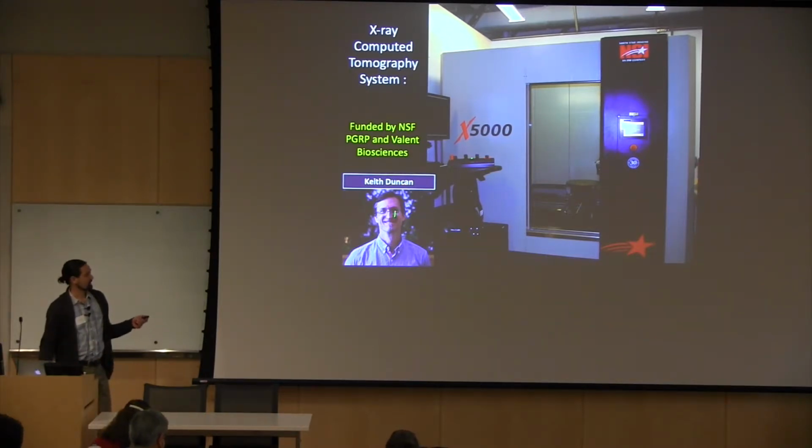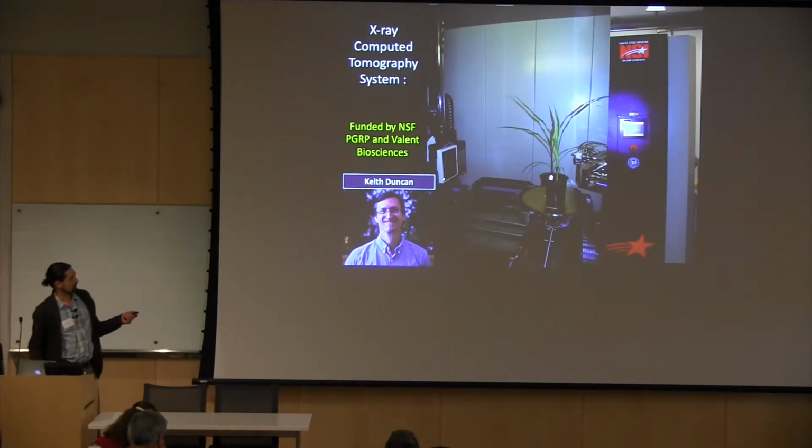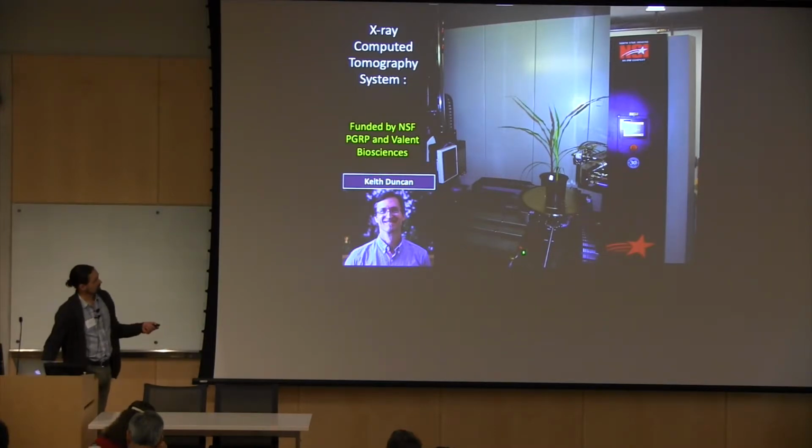A very talented research scientist, Keith Duncan, is running this. This is what it looks like on the inside. I've got a little schematic of how it works: that's the source, that's the detector, that's a sample, and this thing can spin around, kind of like the optical system. But you can also see a lot of mechanics, so we can do very large samples.